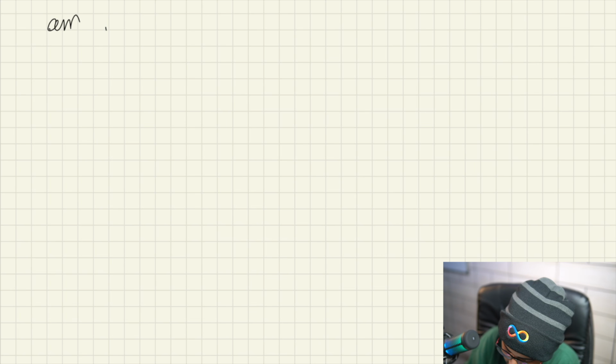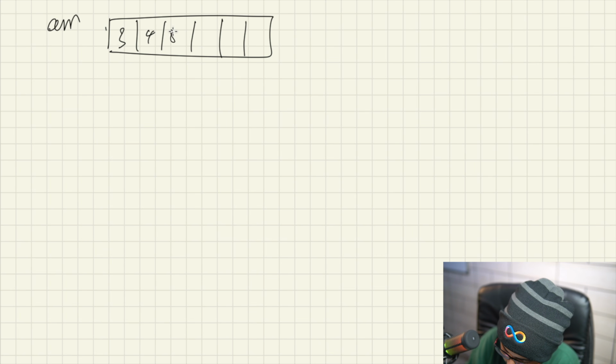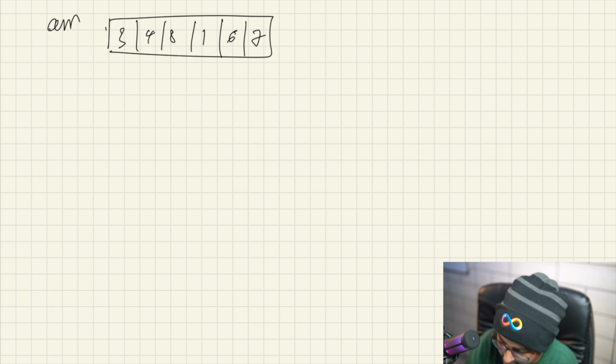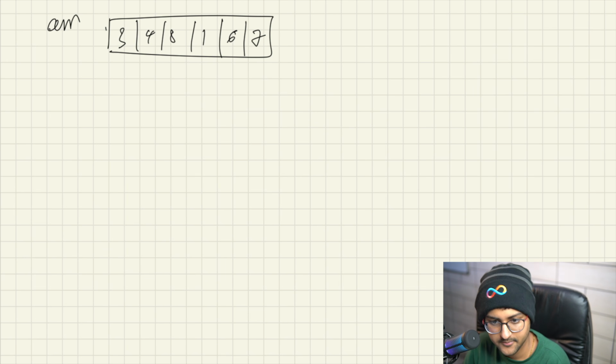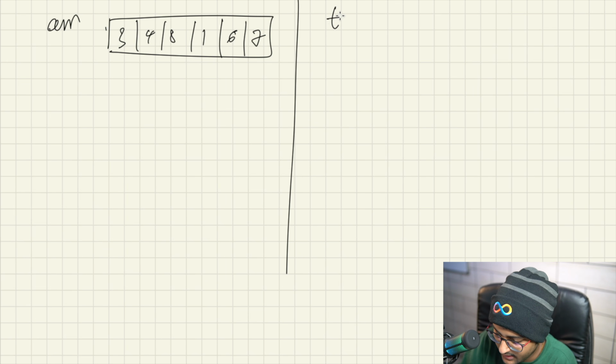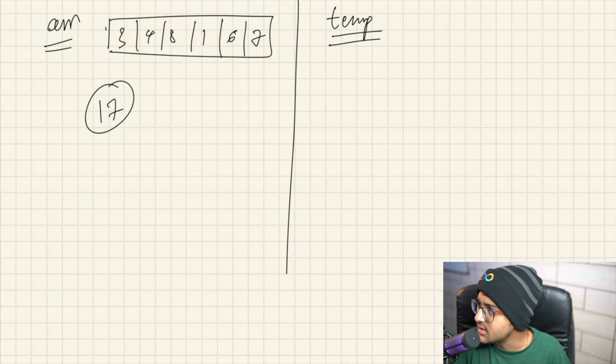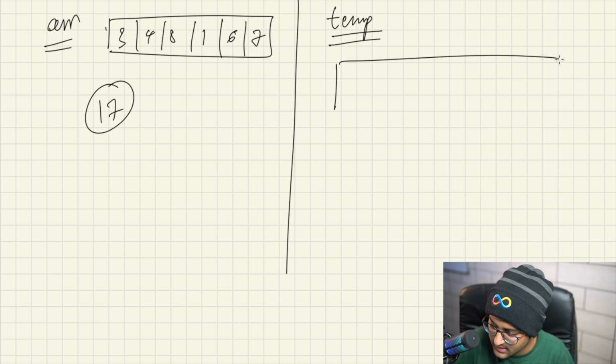So what I'm doing is, let's say my array was of size 5. This is my original array. It's of size 5. 1, 2, 3, 4, 5. 3, 4, 8, 1, 6, 7. Something like that. Okay. And then I have a temp array. So what I do is, okay, you want to insert now something like 17. It will be like, hey, this is full. It's going to be like, okay, create a new array of size 10.